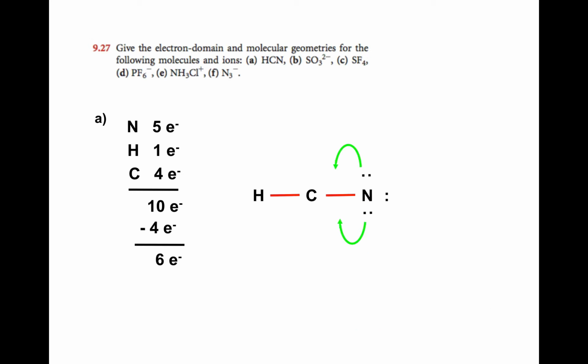All right, give the electron domain and molecular geometries for the following molecules and ions. All right, so we're doing both, right? We're recognizing that there's an electron domain geometry of all the electrons, and then the relationship of the atoms to each other, the molecular geometries. So we do the Lewis dot structure for hydrocyanic acid. We have a linear geometry around the central atom, and that's for both, right?